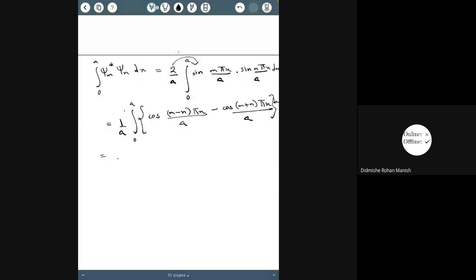Let's see, 1 by E, and if I integrate it, then I get A by m minus n pi, okay, and this becomes sine m minus n pi x by A, and minus A by m plus.